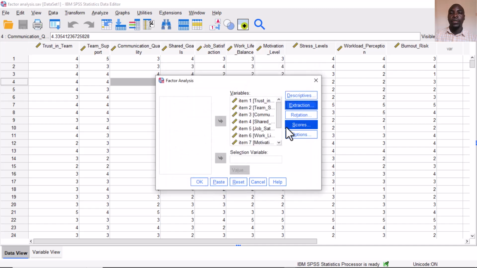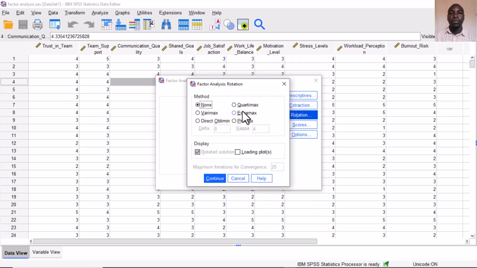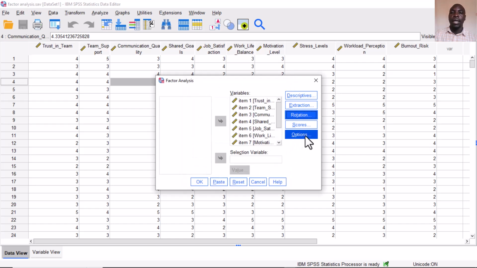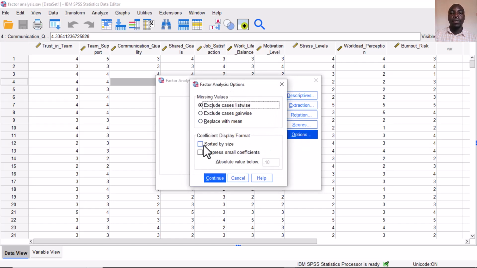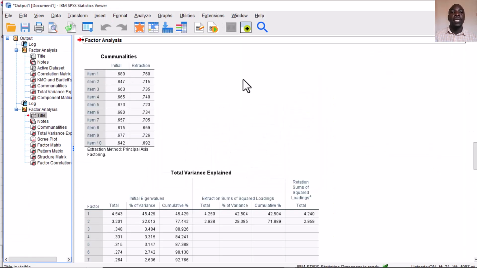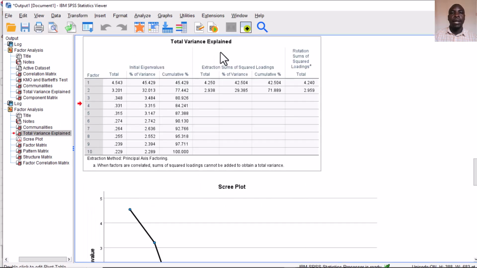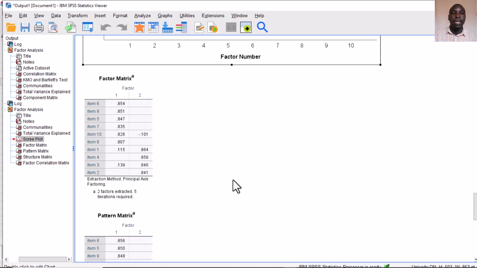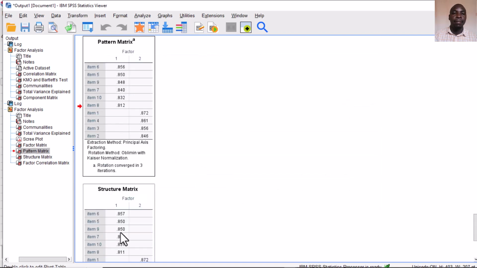We click continue. Then under rotation, we are going to check the oblique methods. We are going to use direct oblimin and then click continue. Under options, we are going to sort by size and then suppress small coefficients, then continue and click OK. So this is our output where we have our communalities, we have our total variance, we have a scree plot, we have the factor matrix, but we interpret the pattern matrix.